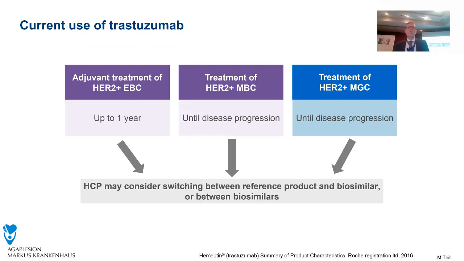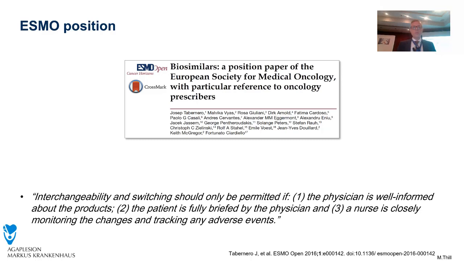So another issue is that we use these monoclonal antibodies quite a long time. The current use of trastuzumab in the adjuvant treatment is up to 1 year, in the treatment of HER2 positive metastatic breast cancer until disease progression, and in gastric cancer until disease progression. So you don't know how long you will treat your patient in terms of until disease progression, but in adjuvant setting, a year. So this is something you have to consider regarding interchangeability and switching.